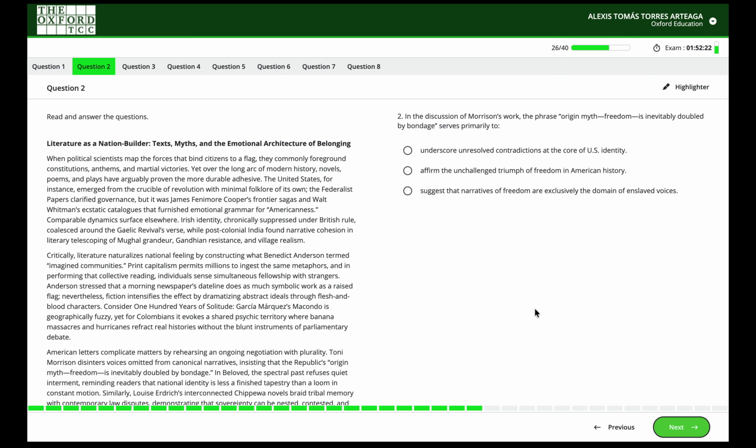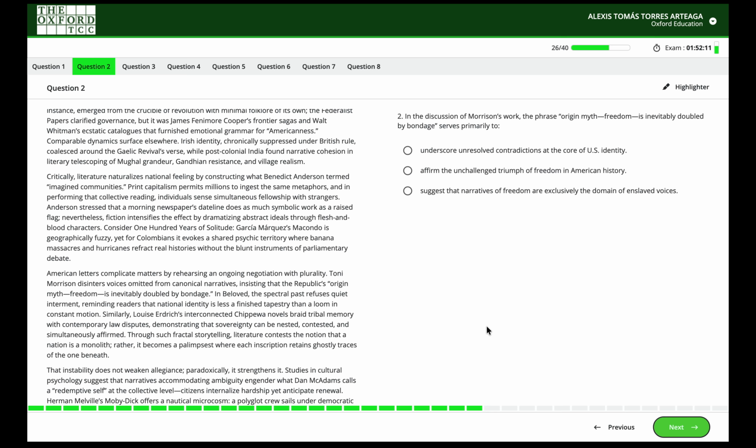In the discussion of Morrison's work, the phrase "origin myth, freedom, is inevitably doubted by bondage" serves primarily to show that American letters rehearse an ongoing negotiation with plurality, centering voices omitted from canonical narratives, insisting that the Republic's origin myth, freedom, cannot resolve contradictions at the core of U.S. identity.